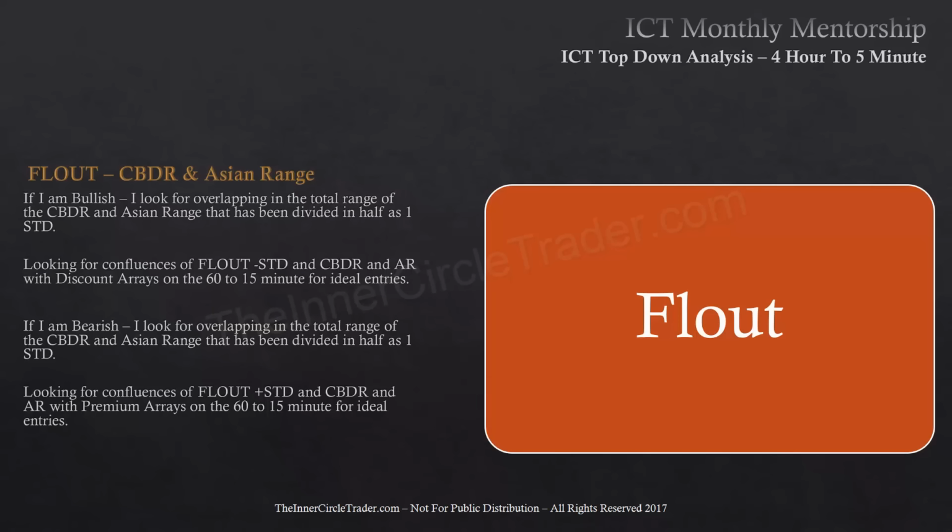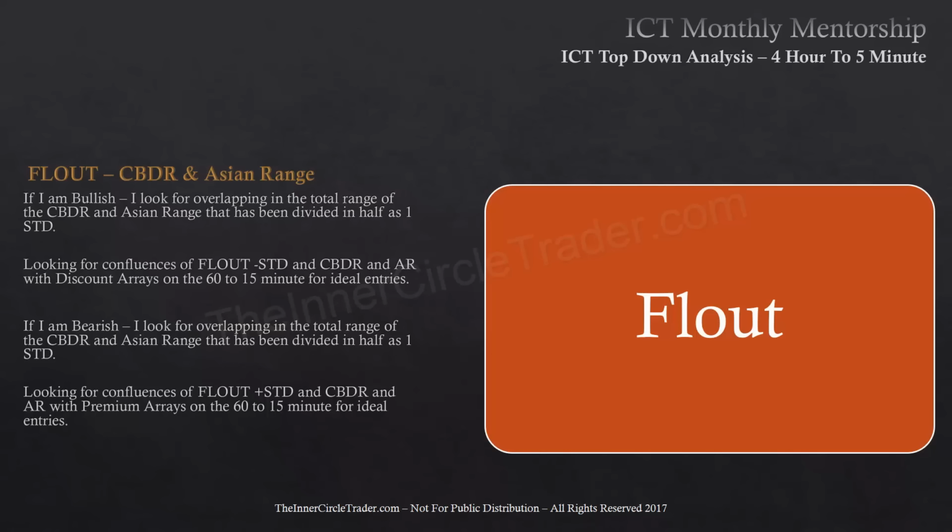But if I am bullish, I look for overlapping in the total range of the central bank dealers range and Asian range that has been divided in half, and this makes one standard deviation. So in other words, if the range that starts at central bank dealers range opening all the way to Asian range close at midnight, New York time, whatever the highest high and whatever the lowest low is, say that is 40 pips. Half of that range is 20. 20 pips is the standard deviation for the flout.